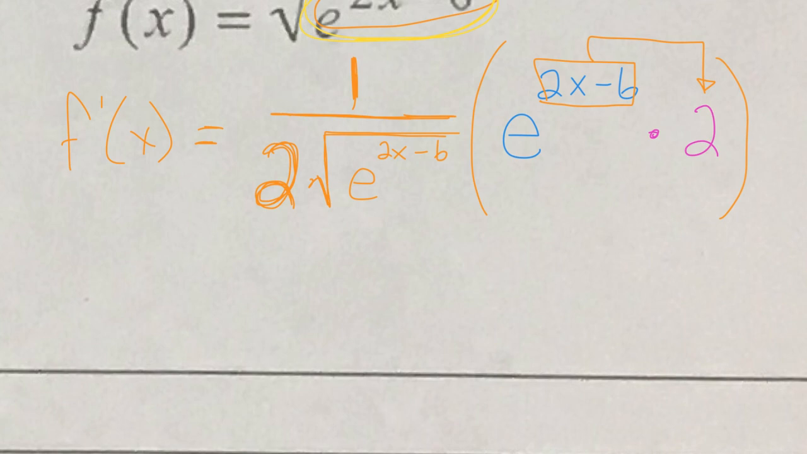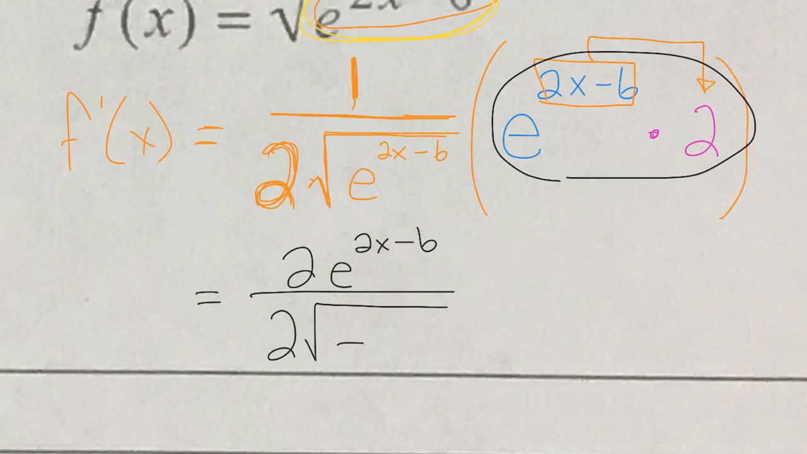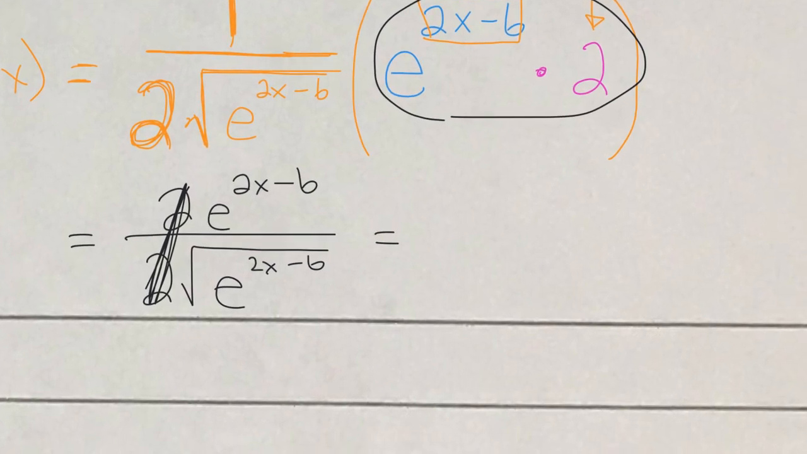Okay, so now the algebra begins as we simplify this. So this is all numerator, so this goes into our numerator. Okay, so 2e to the 2x minus 6 over 2 times the square root of e to the 2x minus 6. Okay, so look what we can cancel out. We can reduce this by doing 2 over 2. That's 1. Okay, so now we really shouldn't leave a radical in the denominator.